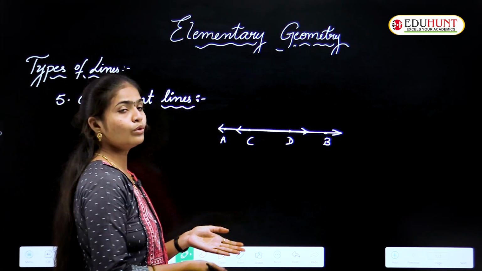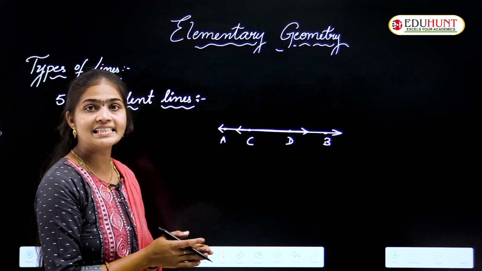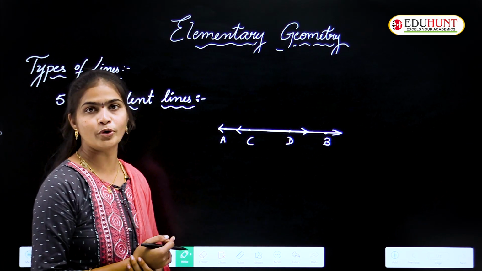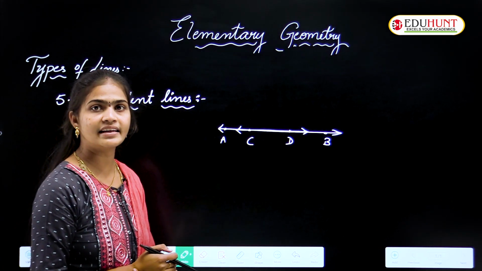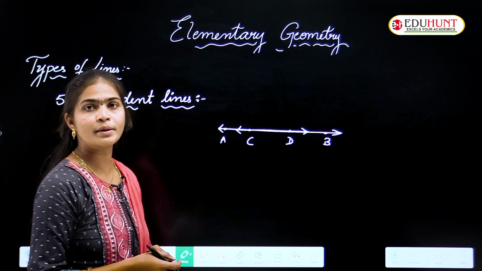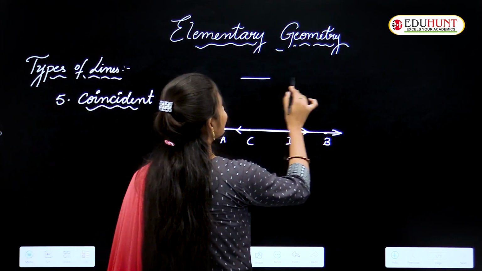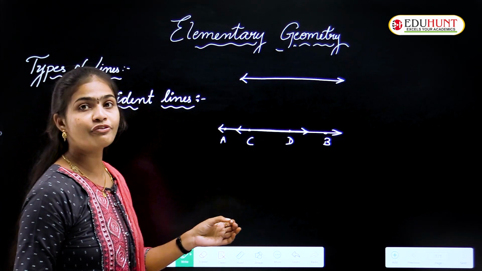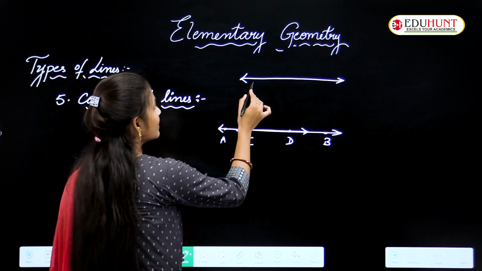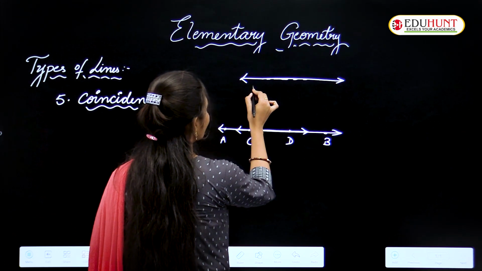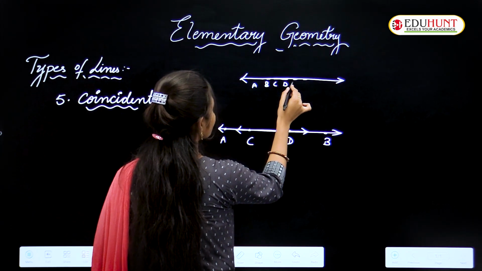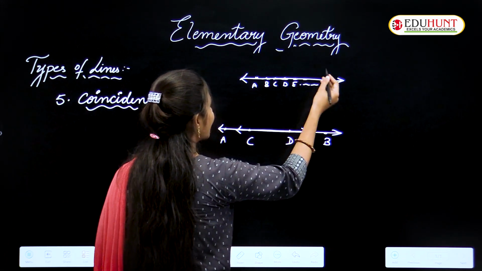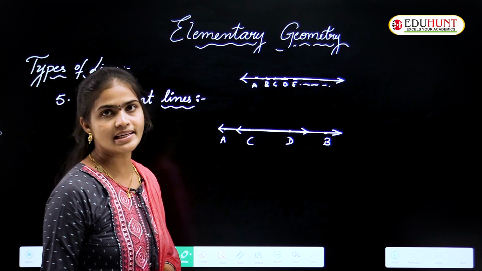Those two lines are overlapped on each other and they have infinitely many common points. How many common points are there here? Infinitely many common points are there. Why? Because at the time of explaining straight lines, I already told you that a set of infinite points lies on a straight line. Yes or no? A set of infinite number of points lies on a straight line.